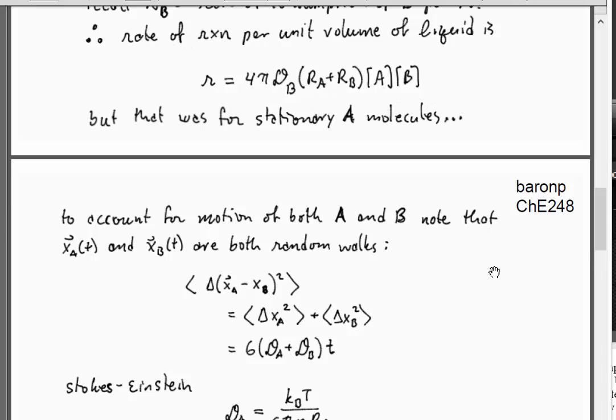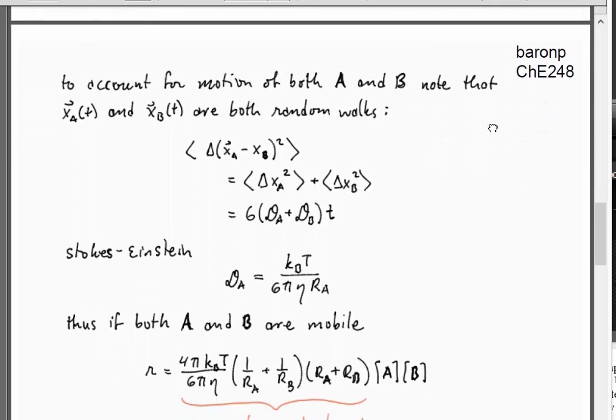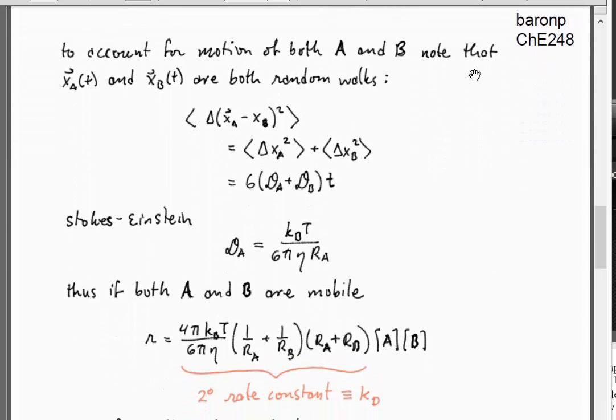There's one last thing to patch up here, and that's that we did this calculation for stationary A molecules. So how do we account for the fact that both the A molecules and the B molecules are diffusing around? Well, they're both doing random walks, and so we have two random variables, the position of A and the position of B, and we know from basic statistics that if you take a linear combination of random variables and you ask about its variance, that ends up being the sum of the variances of the two independent variables.